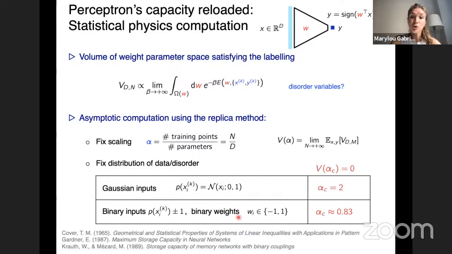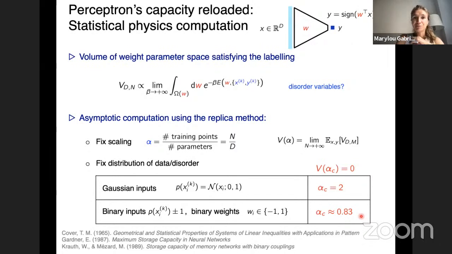then we are able to compute the critical value of alpha for which the volume is going to disappear, so be equal to 0. And we find again this alpha_c equal to 2 that Cover computed with geometrical arguments for training data in general position, which is satisfied with high probability if we take random Gaussian data. And we can also compute, for a different distribution of inputs, binary, assuming binary weights, the capacity of such a perceptron, and it's 0.83.